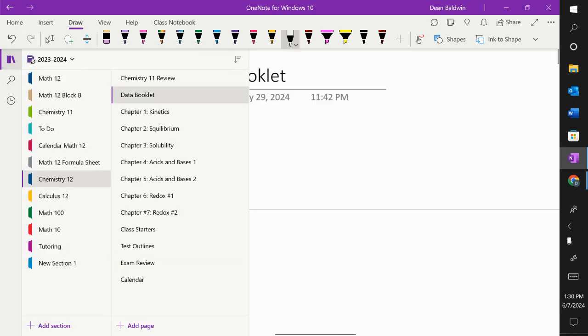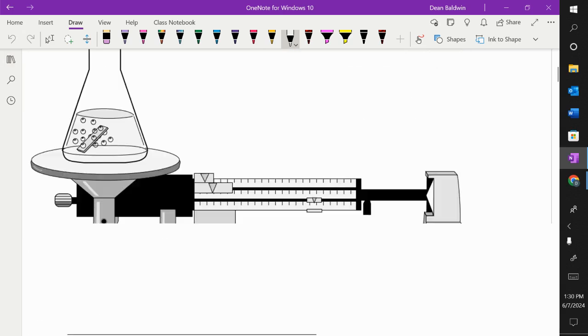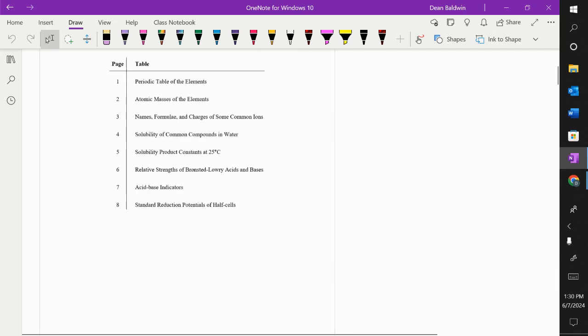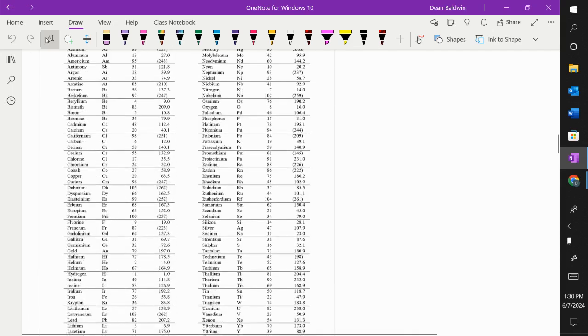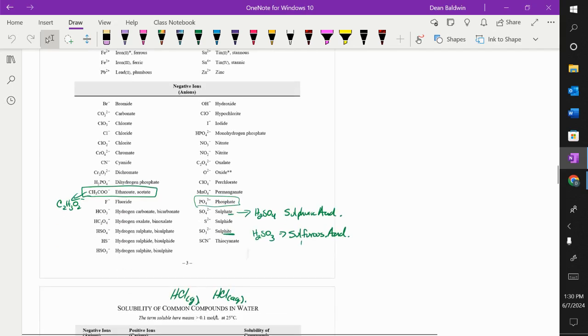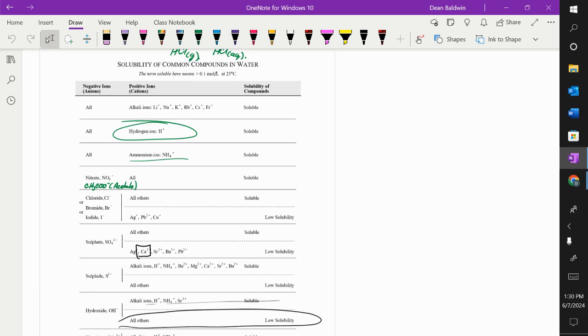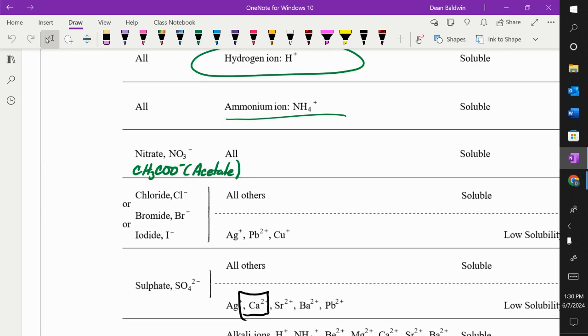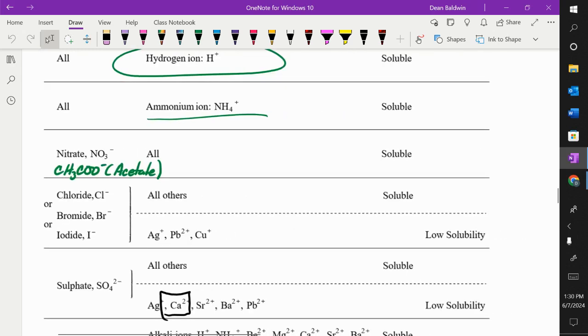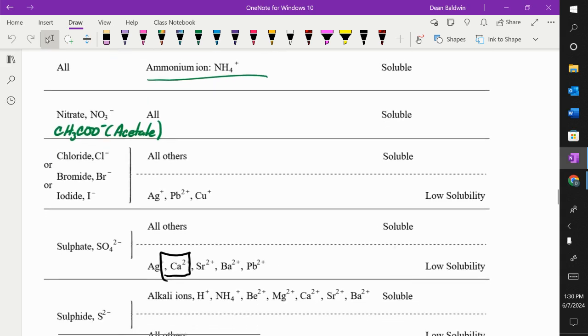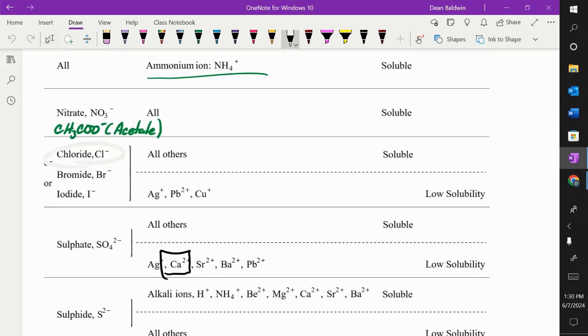So we go to our data booklet. You will get a new data booklet for the final. You cannot use the one you've written all over. Are there any things we should know that are not listed on the data booklet? Acetate, but I'll tell you that. There it is right there. Chlorine and silver are insoluble, low solubility. If needed, yeah.